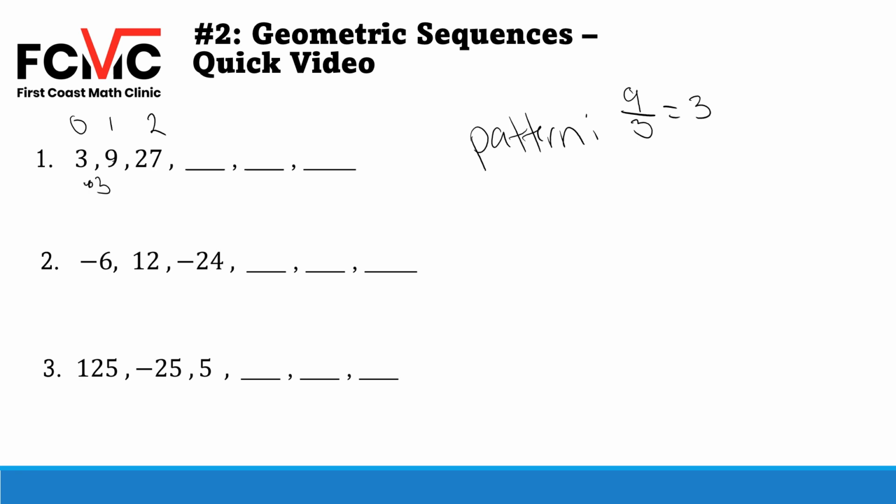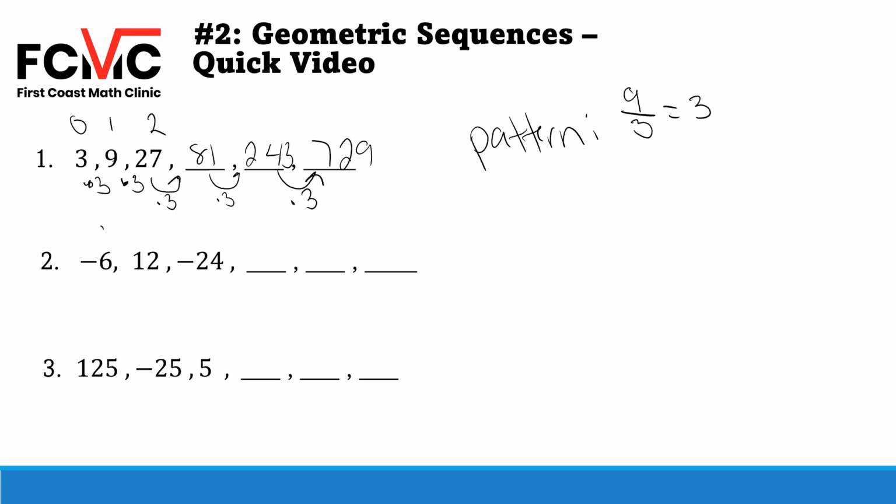We're multiplying by 3. So times 3, times 3, times 3 gives us 81, times 3, and then just continue that pattern. So we get 243. And then 729 when we continue that pattern.